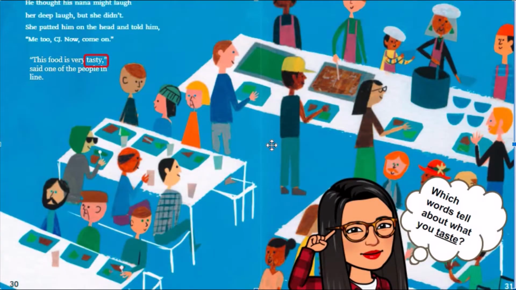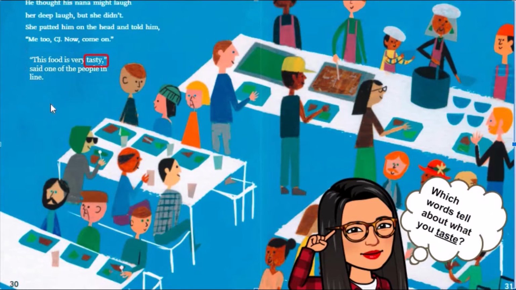Another modification I made was on this page. There weren't any sensory words in this text that focused on how something tastes. So I decided to include it on this page since they are at a soup kitchen. I added a sentence here which says, "This food is very tasty," said one of the people in line. This way, students will have an example of a sensory word about how something tastes.